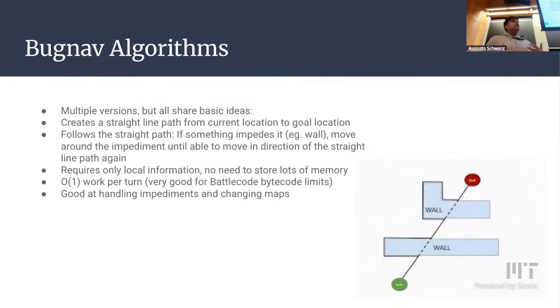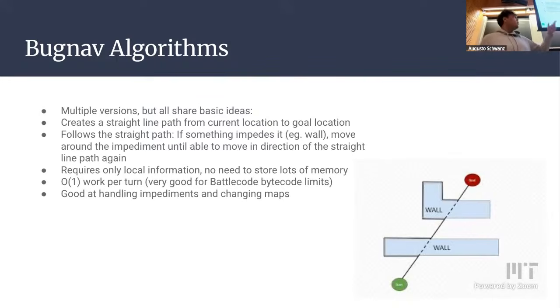There are multiple versions of it, but they all share some very similar ideas. The big idea is that because we can't find a perfect path, we're instead just going to pretend that we can move directly towards the location we want to go. So if you imagine that the green dot over there is your baby rat, and the red dot is your cheese.